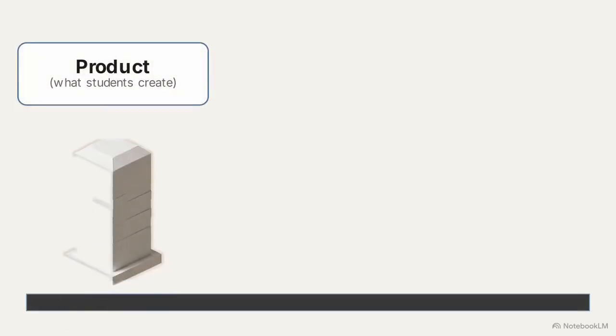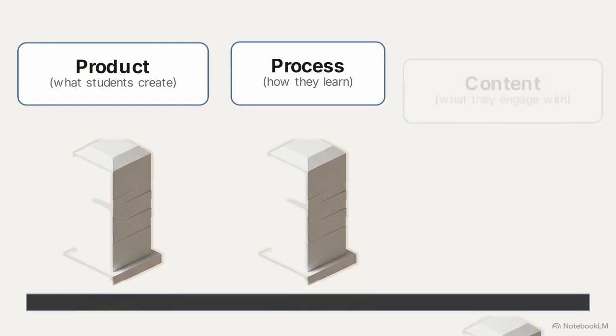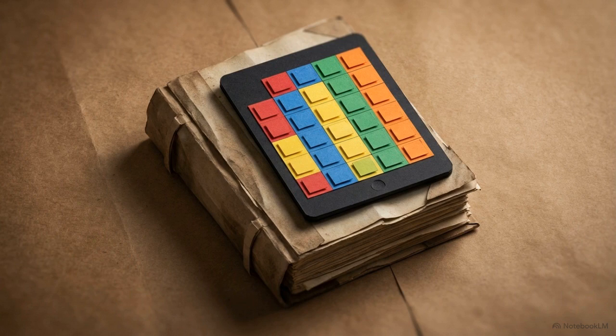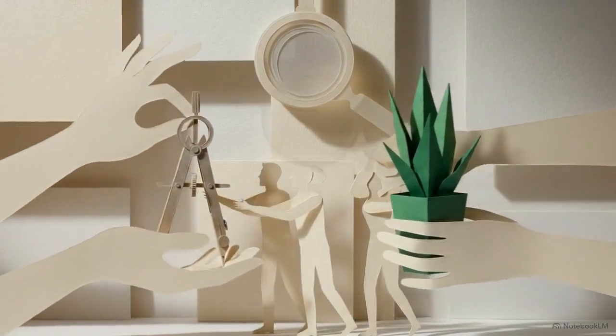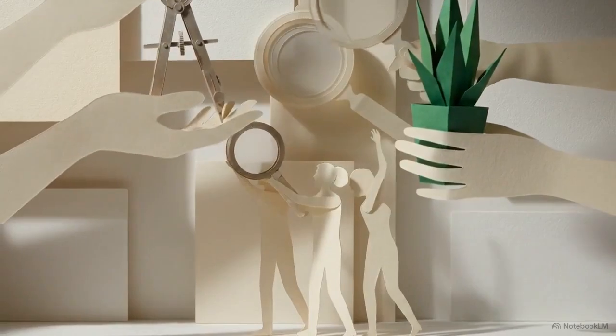To do this, educators focus on altering 3 specific pillars of their lessons: the product, which is what students create, the process, which is how they learn, or the content, which is what they engage with. Effective instruction relies on redesigning traditional tools with clear rubrics, explicit grading criteria that set exact expectations, student choice, and scaffolded support to change how students interact with the world.